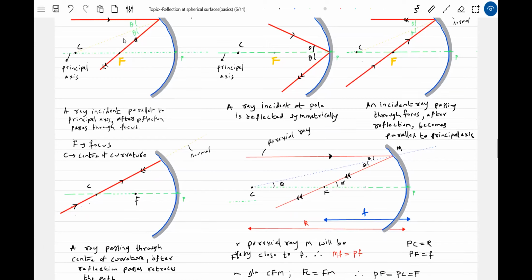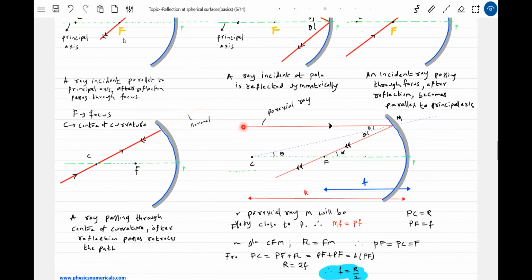Definitely I'm interested in how these distances are related. What is P, the geometrical center? What is C, the center of curvature? And the focus F. So the distances PF and PC, how are they related? Let me assume a paraxial ray. What is a paraxial ray? Rays whose angle of incidence is very small and M will be very close to P are called paraxial rays.